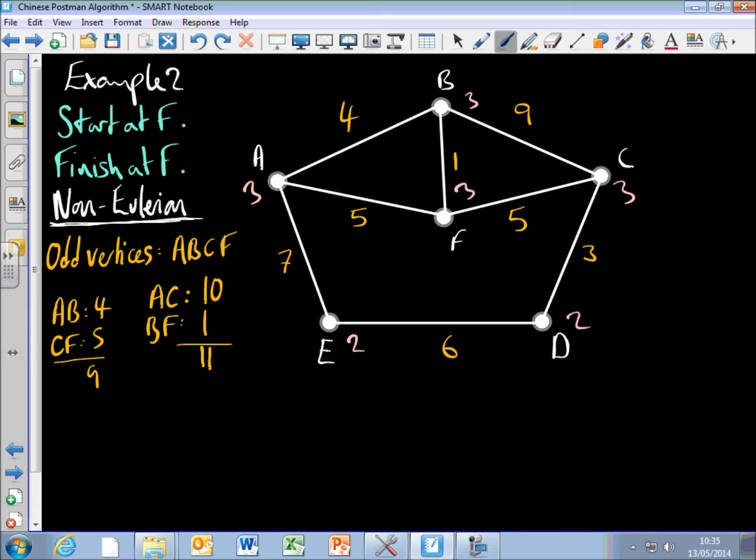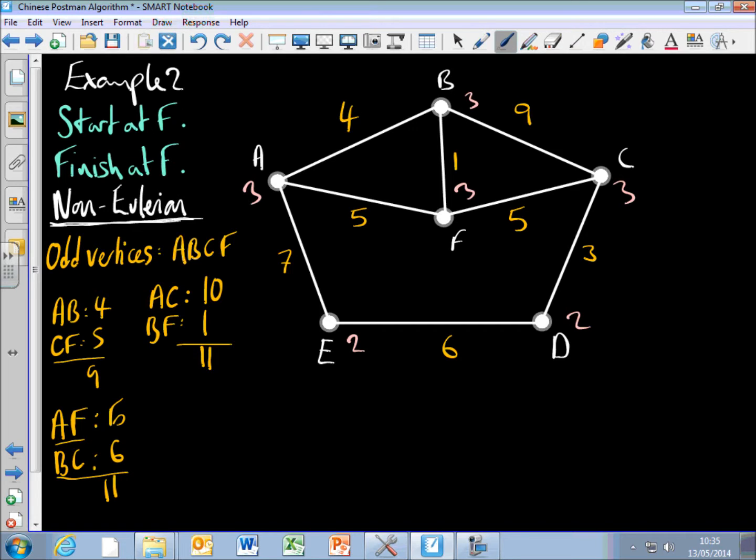And there's one more way I could have paired these up, which is A to F and B to C. The quickest distance from A to F is 5, and B to C, the shortest distance from B to C, is not 9 but 1 add 5, which is 6, and that gives me 11 again.